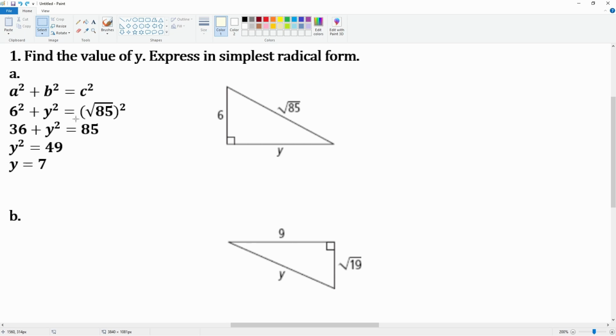B, it's the same idea here. It is a right triangle, so you're setting up the same Pythagorean theorem. But now notice that the y is the hypotenuse.